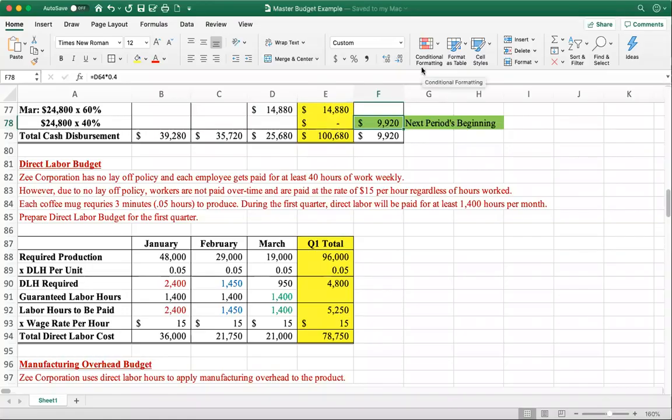Our next budget is the direct labor budget. There are three things you need to remember. One is you need to know the wage rate. Second, you need to know how long it takes to produce one unit. And third is how many units you are producing. So when you have those three things, you can find out the company's direct labor cost.